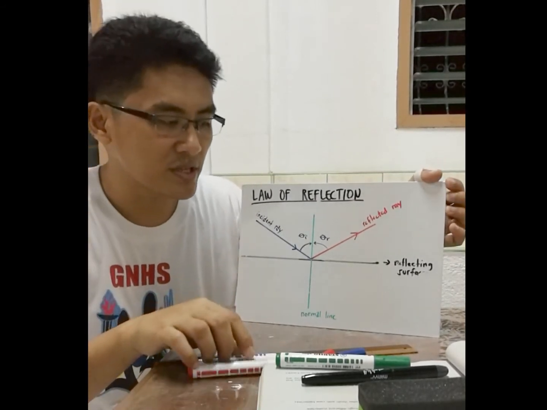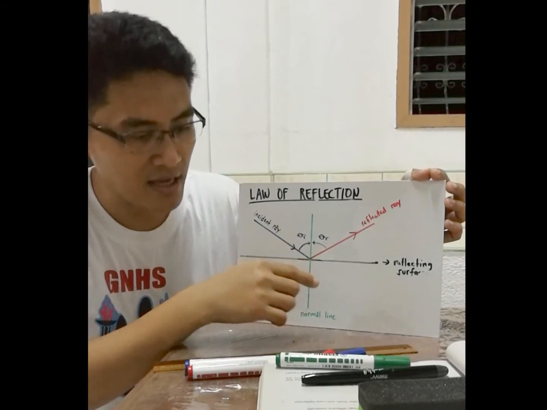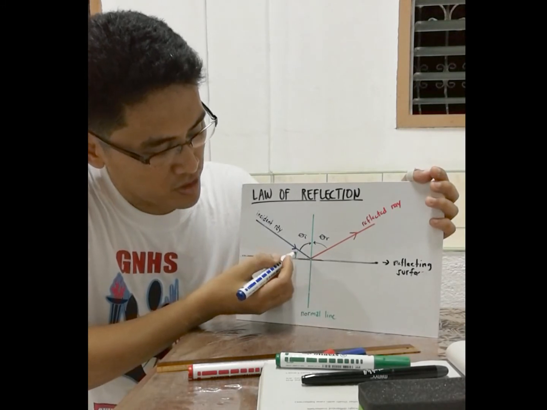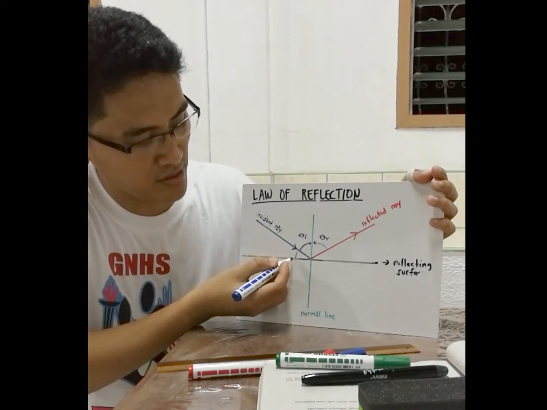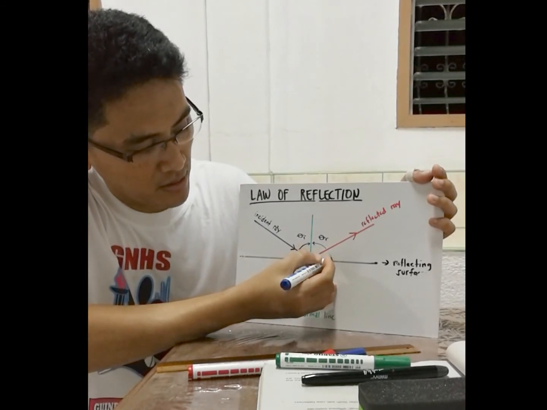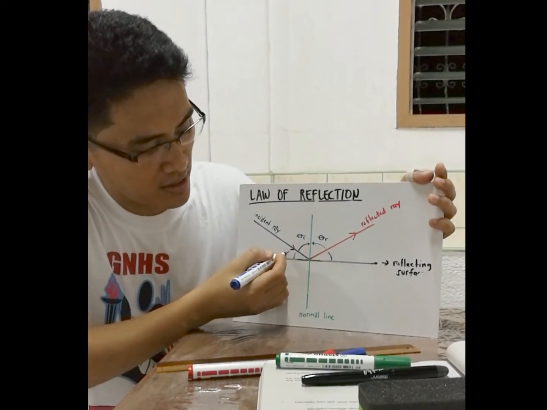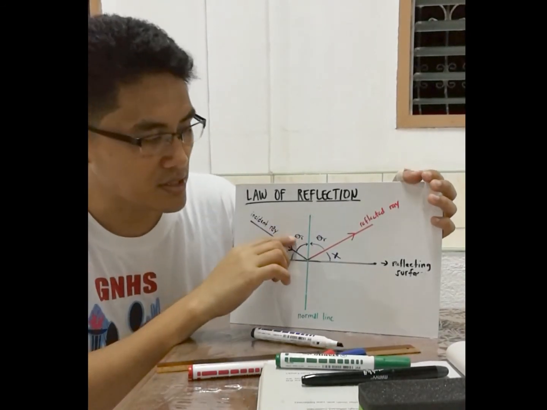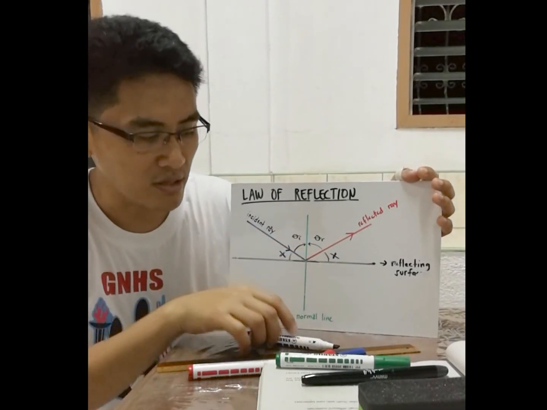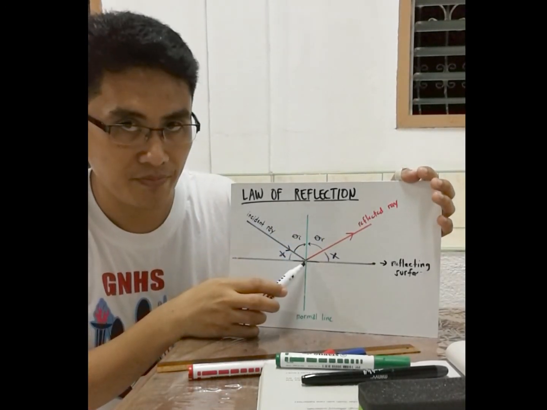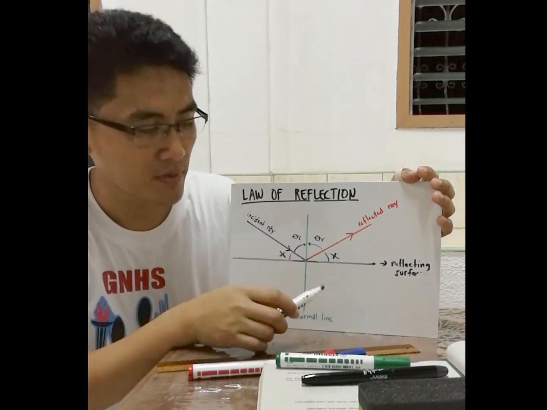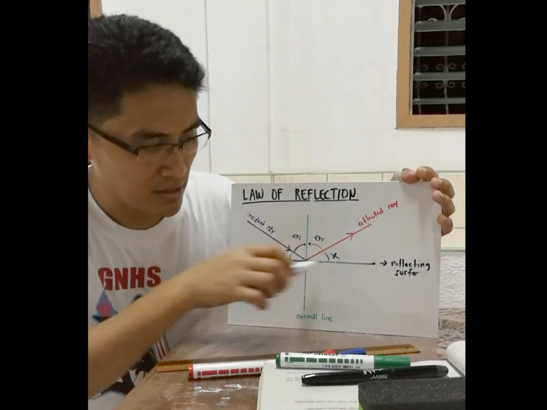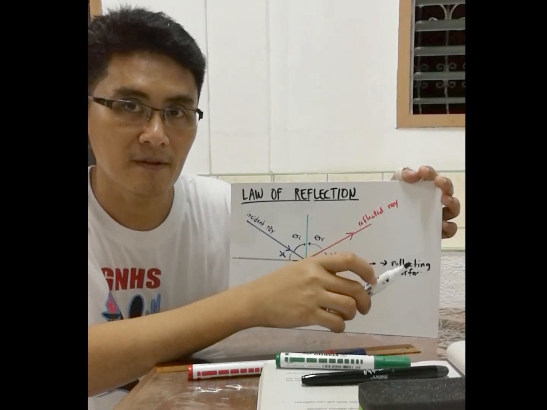A lot of students make a mistake in this by measuring this angle, which is from the incident ray towards the reflecting surface, and measuring this angle. Those angles are not things that we are talking about. When you measure the angle of incidence and the angle of reflection, you measure it from the incident ray towards the normal line, and from the reflected ray towards the normal line, not from the reflecting surface. Okay?